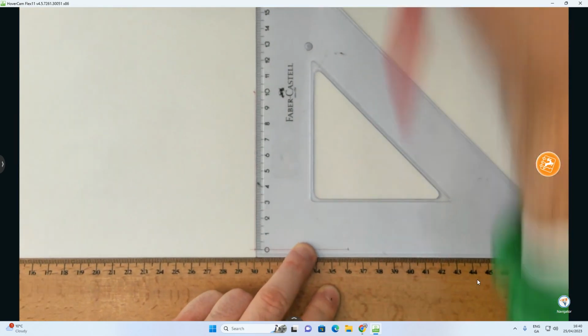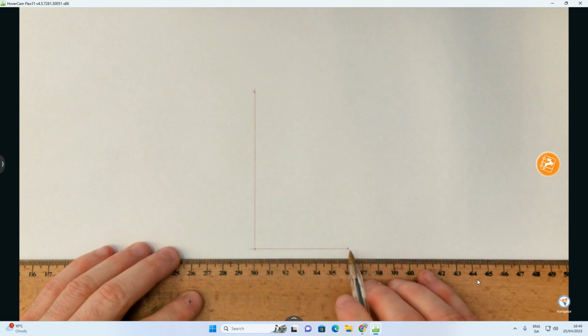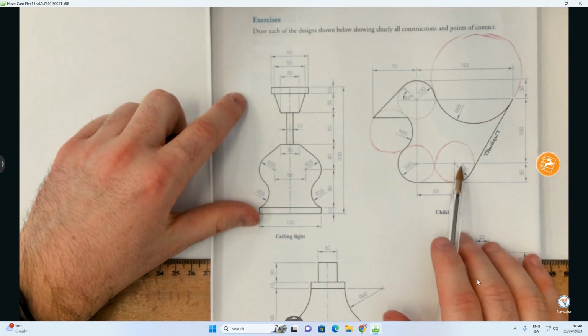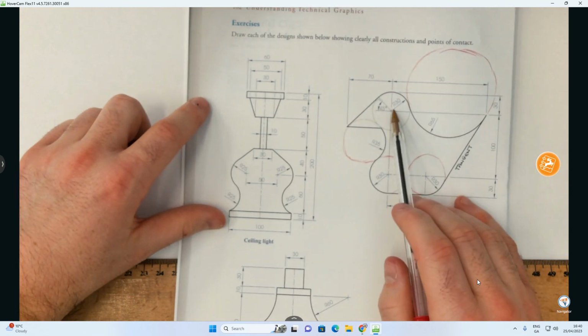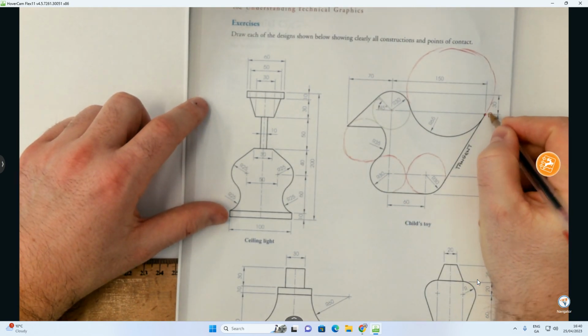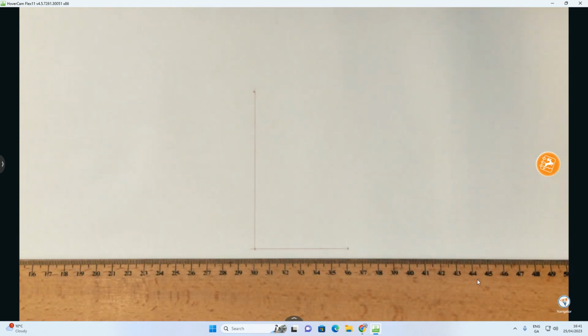Just zoom in there a little bit so you can see it a bit better. So all I've found so far is a center point for 3 circles, all radius 30. I'm also going to find this point over here, which I'm going to call point P. From the center of this circle, it's over 150 millimeters. It's at the same height.